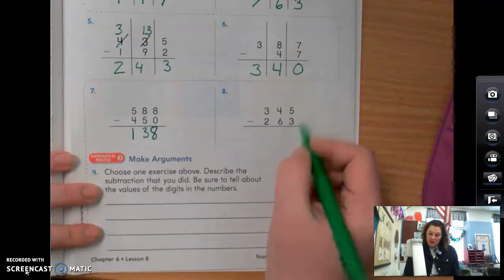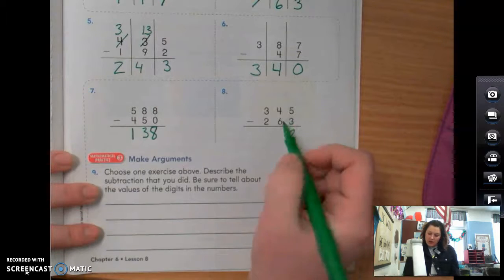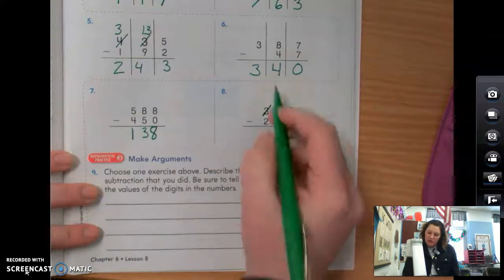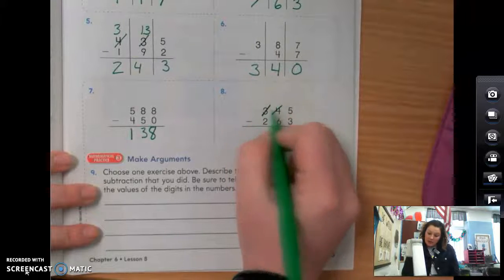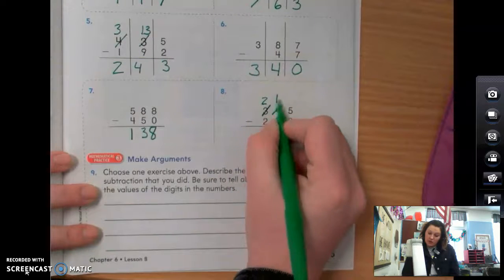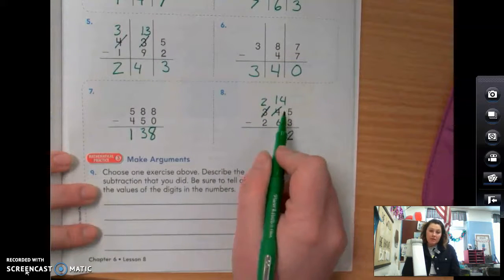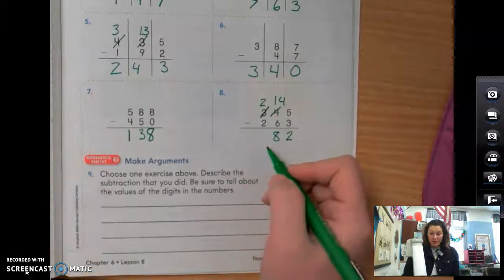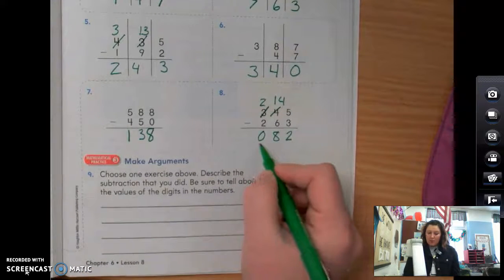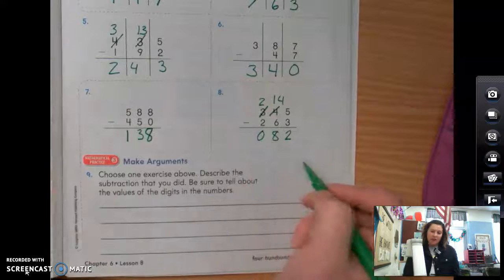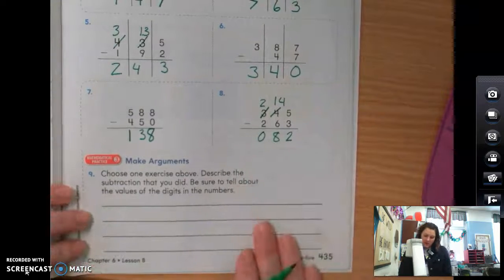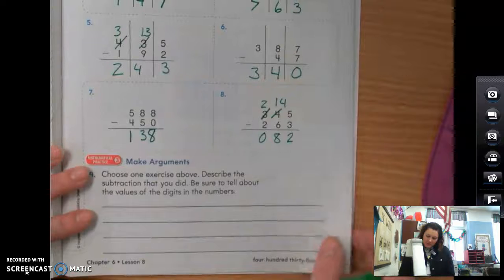5 minus 3 is 2. Well, 4 minus 5, I can't do it. There's more on the floor, so I got to go next door. 3 minus 1, or 3 turns into a 2. 4 turns into a 14. 14 minus 5 is 9. 2 minus 2 is 0. So I can put the 0, but if I'm just writing 92, I don't put a 0, right? So either way, we'll take it. 92, or you can put a 0 in there. Okay?